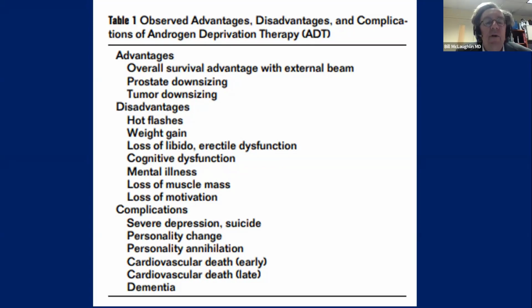Then complications are rare: severe depression and suicide, right? The docs from Harvard emphasize that. Remember, this therapy has a suicide rate. How many therapies for cancer have a suicide rate associated with them? Personality change, what I have called personality annihilation, cardiovascular death early, proven, noted, cardiovascular death late, somewhat questionable, but I think evident. And dementia.